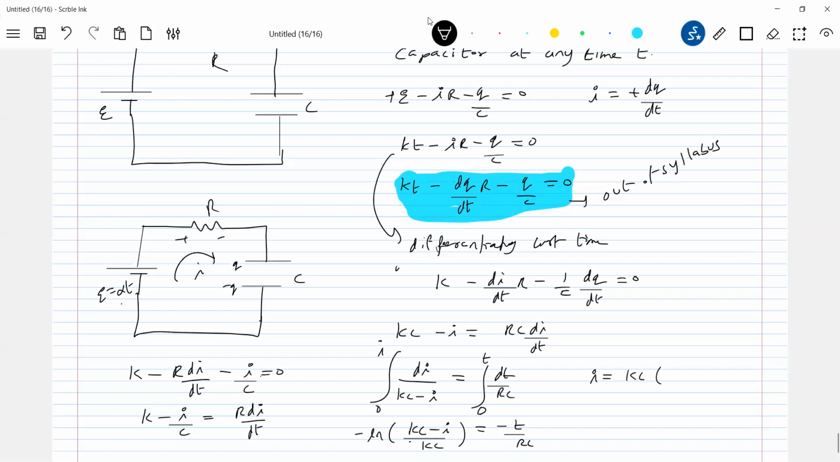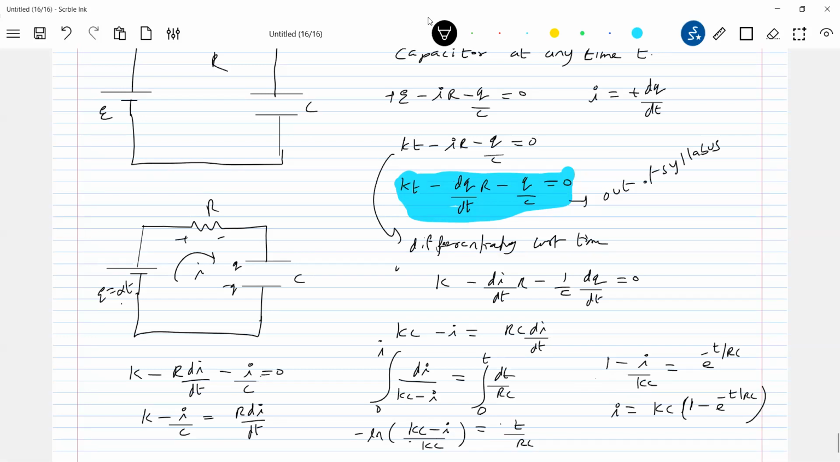Sir, on the RHS it is plus T by RC only, sir. Yeah, yeah. So this should be 1 minus e to the power of minus T by RC, I equals Kc times that. Okay, this is the expression.